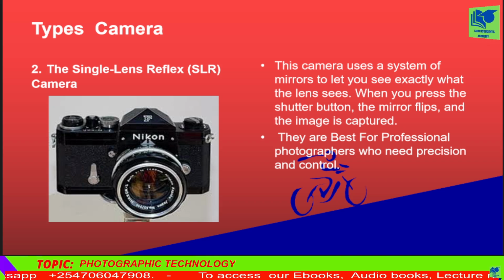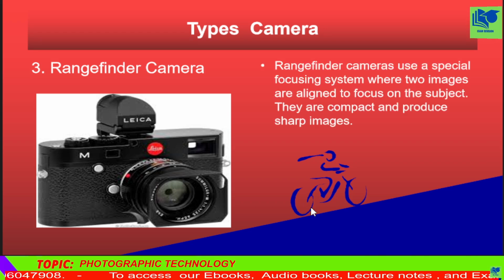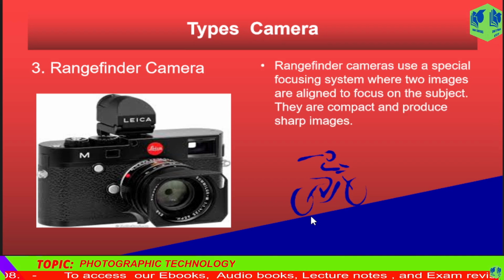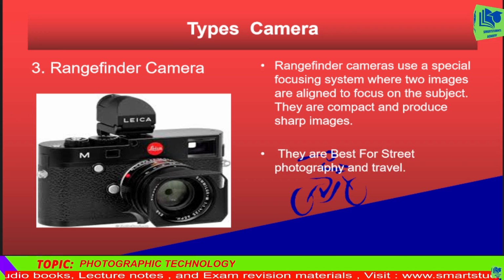3. Rangefinder camera. Rangefinder cameras use a special focusing system where two images are aligned to focus on the subject. They are compact and produce sharp images. The Leica M-series camera is a good example of this type of camera. They are best for street photography and travel.